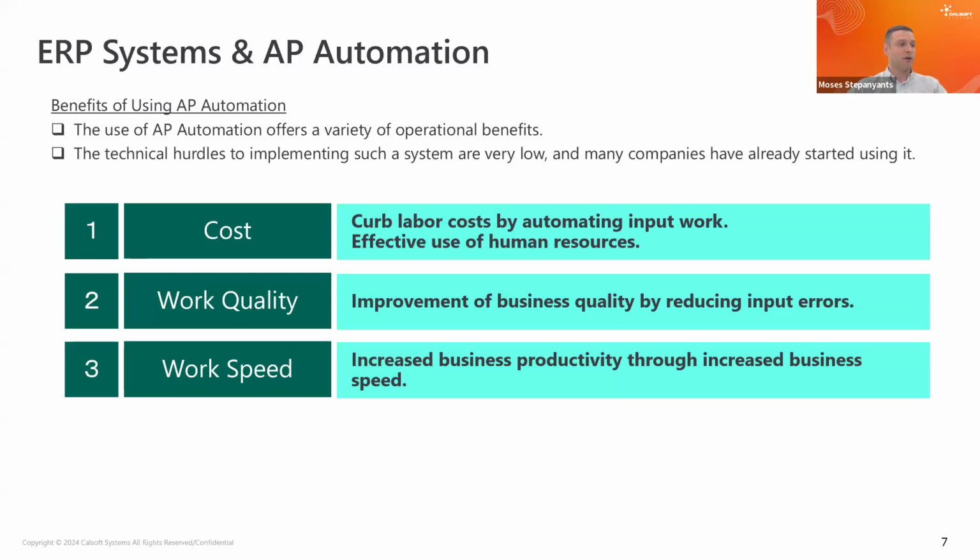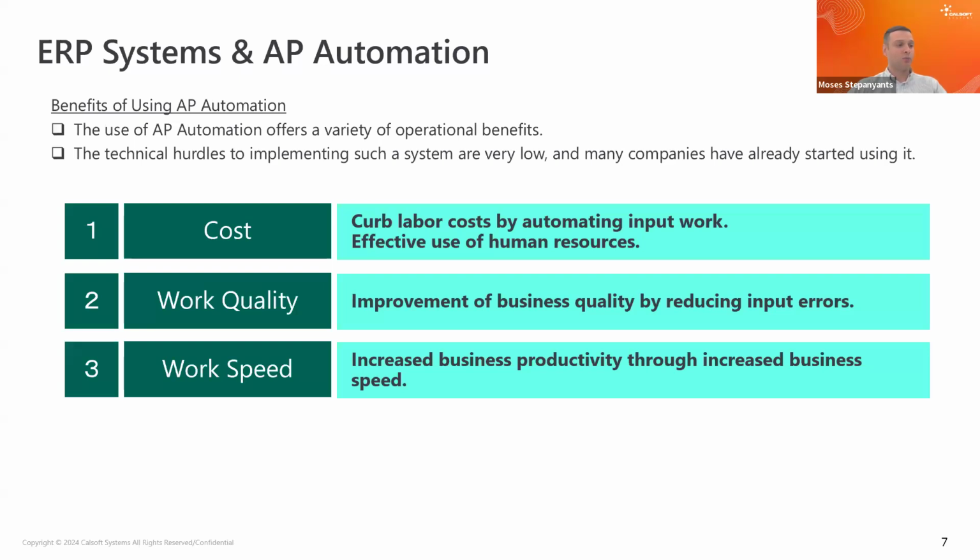So cost is a big one. Cost is a benefit because it allows you to automate your work process and can curb labor costs for a business. Work quality allows for improvement of business quality by reducing input errors, meaning there is less margin for errors during data extraction. When someone has to input the data manually by punching everything in themselves, this reduces those errors for you. So work quality is a big one.